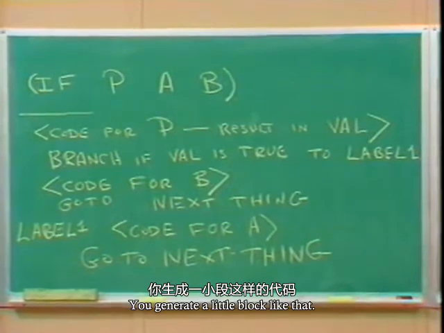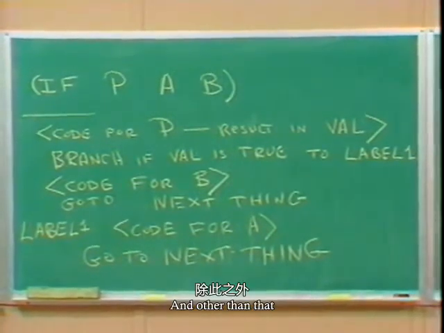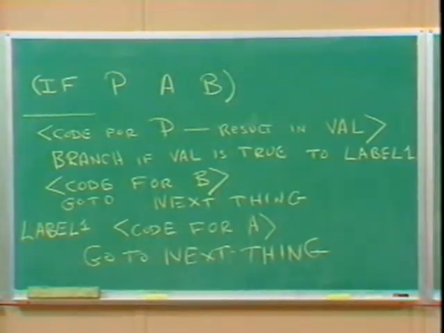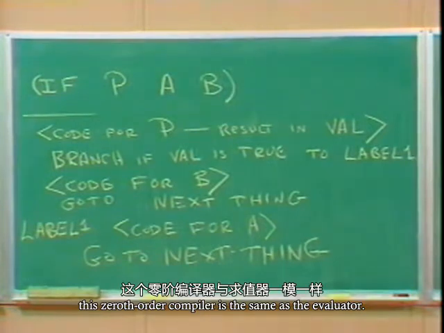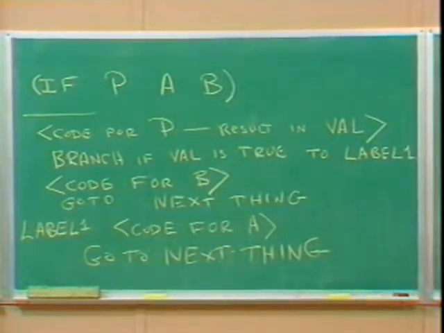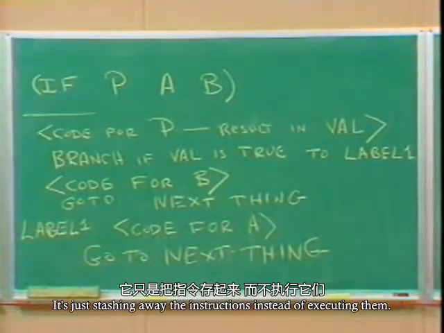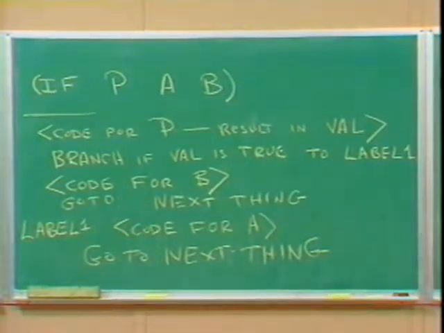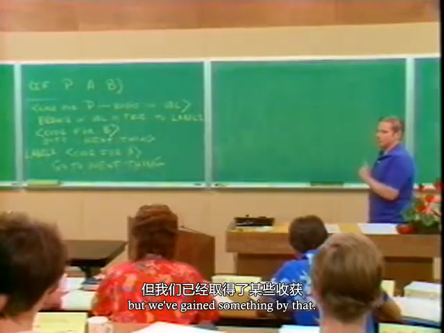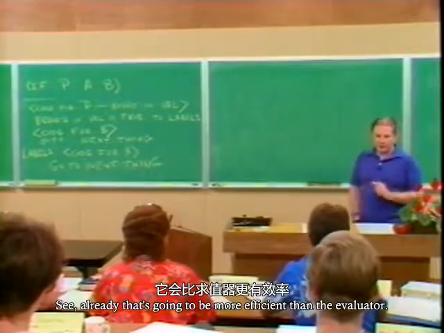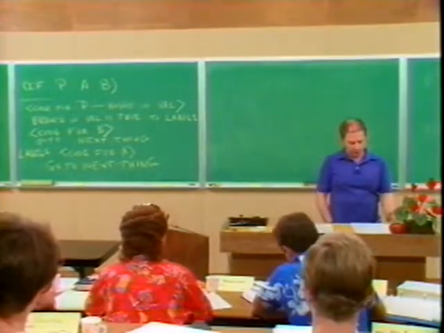You generate a little block like that. And other than that, this 0th order compiler is the same as the evaluator. It's just stashing away the instructions instead of executing them. That seems pretty simple, but we've gained something by that. See, already that's going to be more efficient than the evaluator.